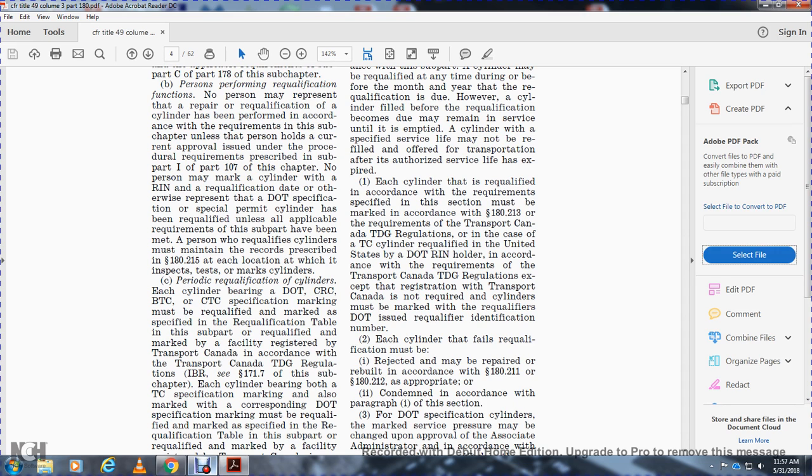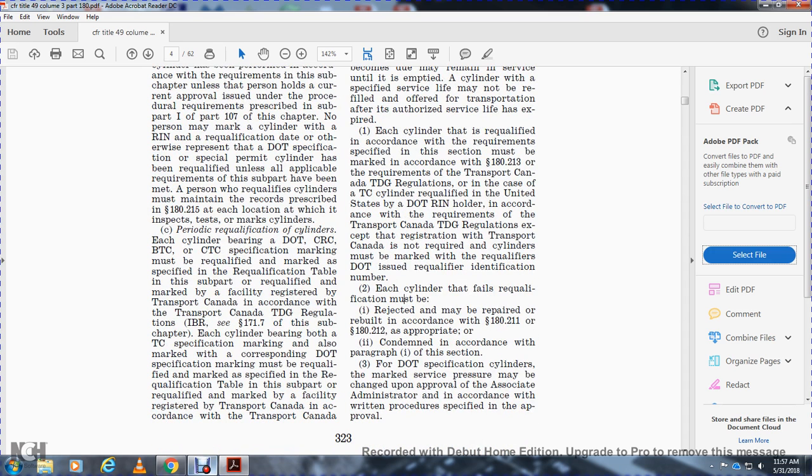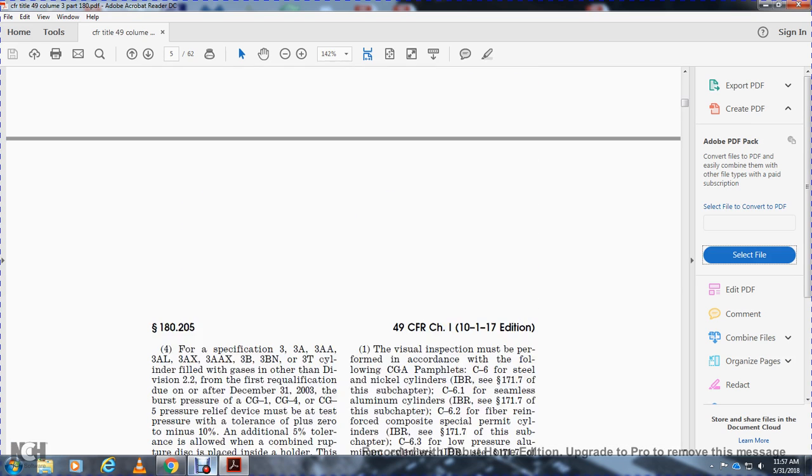TDG regulations. Exemption from registration with Transport Canada is not required for cylinders, but they must be marked with the requalifier's issued requalification identification number. Each cylinder that fails requalification must be rejected. Rejected cylinders may be repaired or rebuilt in accordance with 182.11 and 182.12 and appropriately requalified in accordance with paragraph 1 of this section. For DOT specification cylinders, the marked service pressure may be changed upon approval of the associate administrator in accordance with the written procedure specified in the approval.